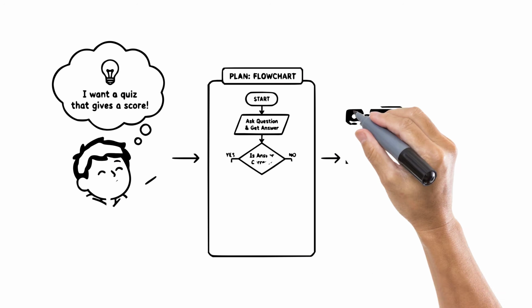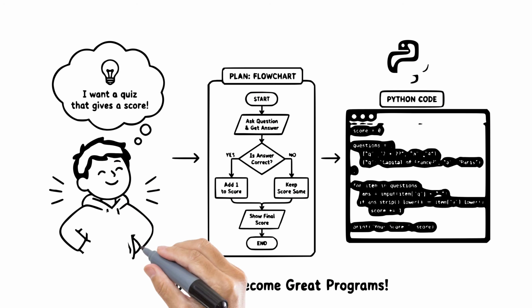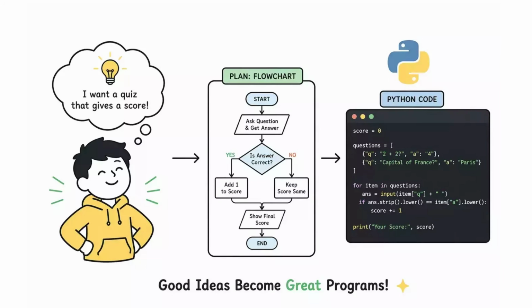Now, you have something powerful, a way to turn confusion into a plan. That is what flowcharts do. They help you think clearly, test ideas early, and get ready for real coding. In the next chapters, that logic will start turning into Python.